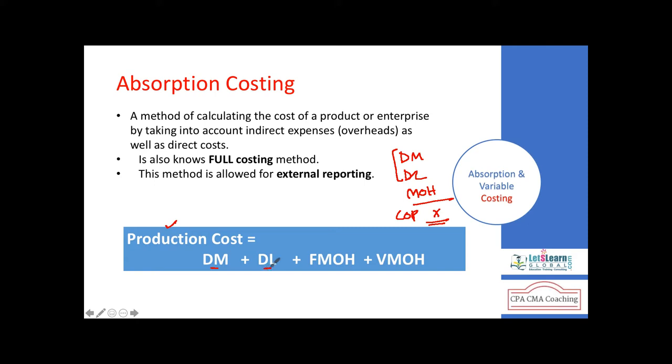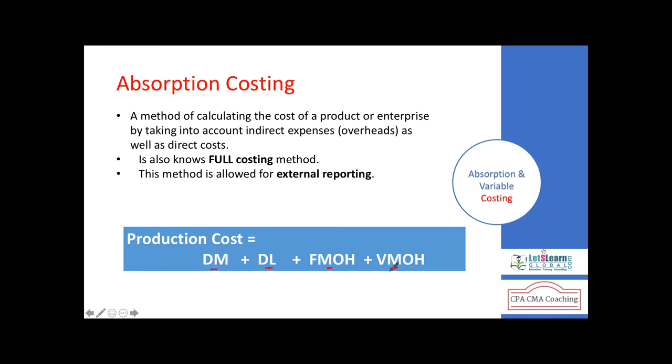Okay, now let us see the production cost or cost of production. You remember, cost of production is the total of direct material and direct labor. The total of direct material and direct labor is called what? Prime cost. And when we add manufacturing overhead to it, we get what? The cost of production or production cost. Now this production cost consists of what? Direct material, direct labor, and just classify this manufacturing overhead into two categories: fixed manufacturing overhead and variable manufacturing overhead.